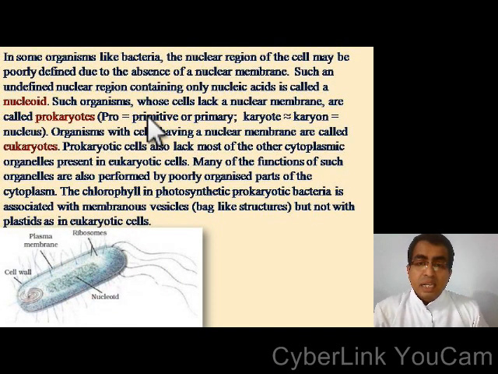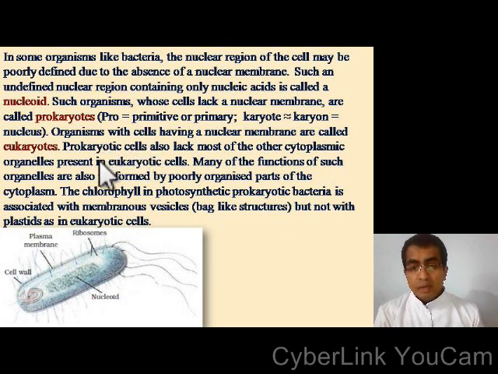In some organisms like bacteria, the nuclear region of the cell may be poorly defined due to the absence of a nuclear membrane. Here you can see in this diagram. Such an undefined nuclear region containing only nucleic acid is called a nucleoid. Such organisms whose cells lack a nuclear membrane are called prokaryotes. Pro means primitive or primary, karyote means nucleus. Organisms with cells having a nuclear membrane are called eukaryotes.